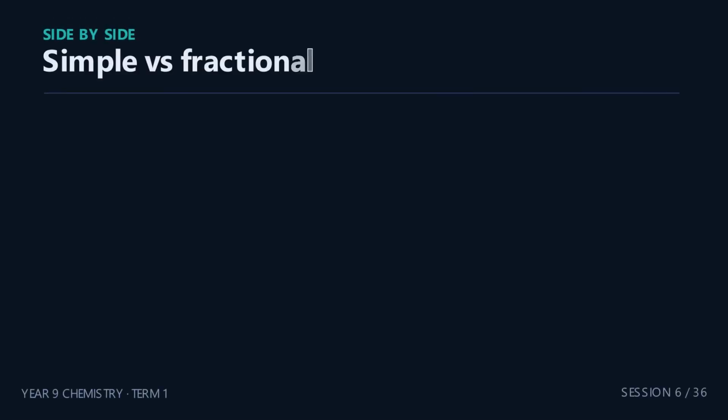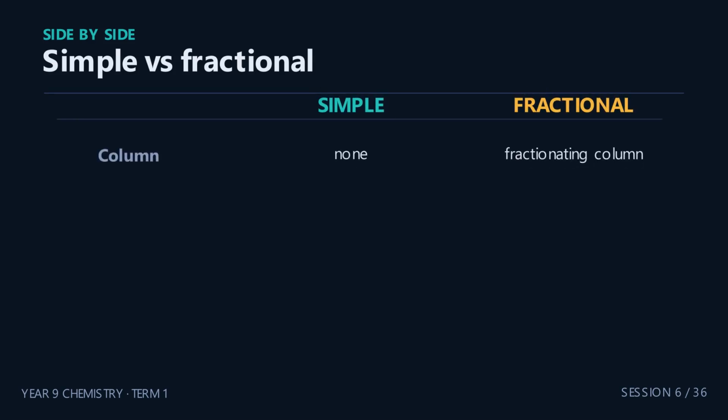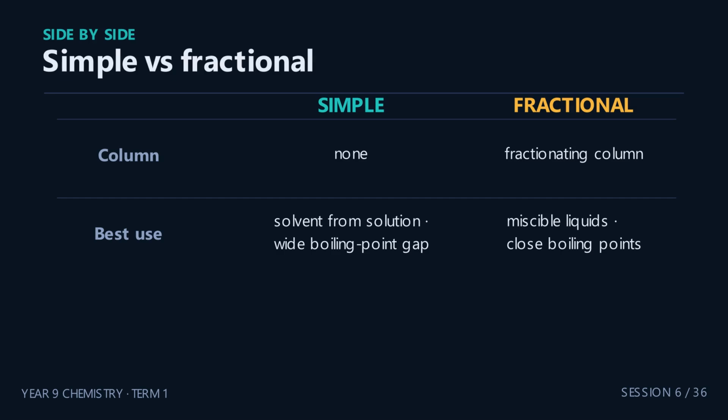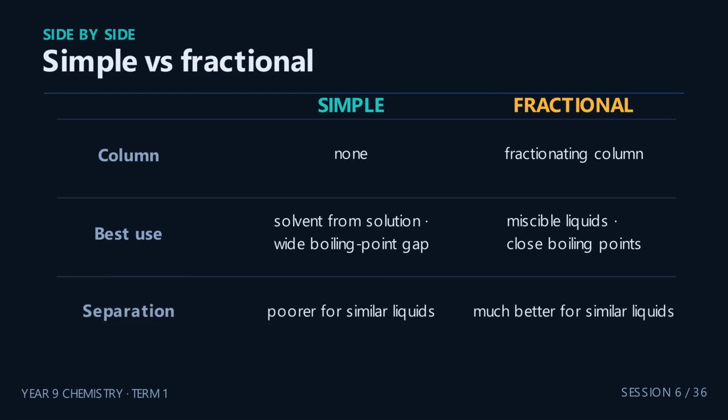So when do we need fractional distillation? Compare the two. Simple distillation has no column. It suits a solvent and a dissolved solid, like salt solution, or liquids with widely separated boiling points. Fractional distillation adds a fractionating column, and it wins for miscible liquids whose boiling points are close together. For similar liquids, simple gives poor separation, and fractional gives much better separation.